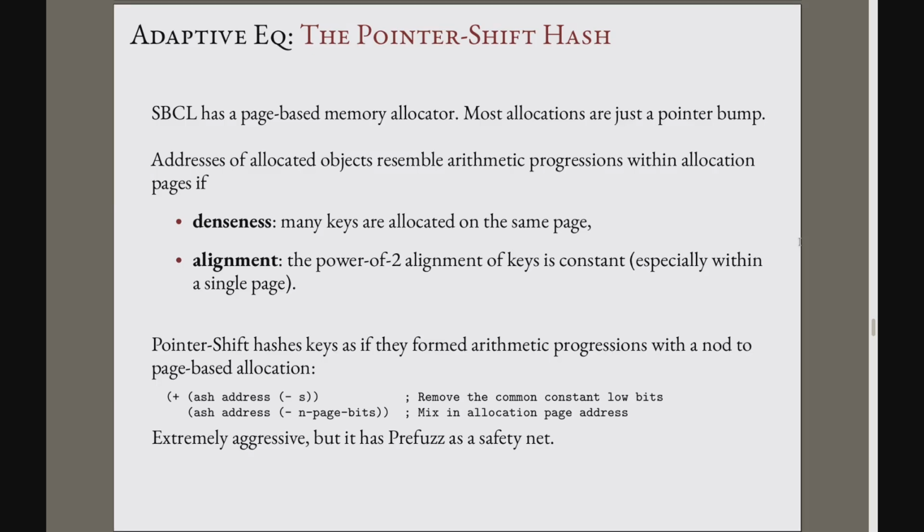Now, what does this have to do with the cases that we care about? SBCL has a page-based allocator, and when it doesn't run out of the page, it just bumps a pointer. And if we squint, the addresses that we allocate tend to resemble arithmetic progressions, especially if we manage to allocate lots of keys on this 32 kilobyte page, and especially if the power of 2 alignment of keys is constant.